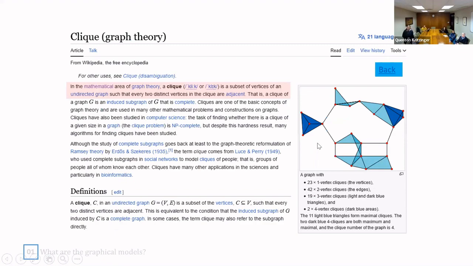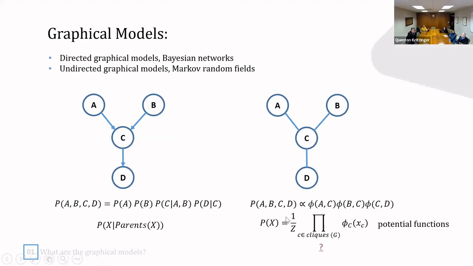It's a subgraph of the main graph in which every node is connected to each other. It's the definition of cliques. So we can factorize the joint distribution with respect to these potential cliques and write this. So you can see the different information that we can actually find from these two different kinds of graphical models. This is one clique, and this is another one, and this is the last clique for this graph.